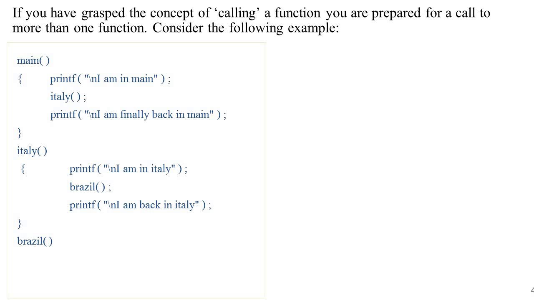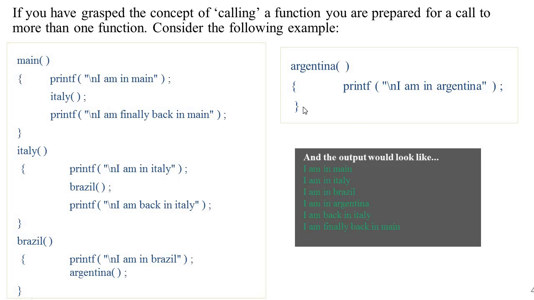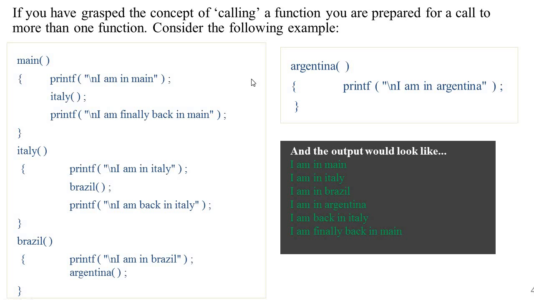Now where is Brazil? You have to define Brazil also. Inside this Brazil you have the statement I am in Brazil, and you can see it is calling another function, that is Argentina. So now you have to define Argentina also, and you need to complete the braces. Whenever you start defining any function, there should be the function name, parenthesis, opening curly braces, your statements and closing braces. So now what is the output? You can see this output.